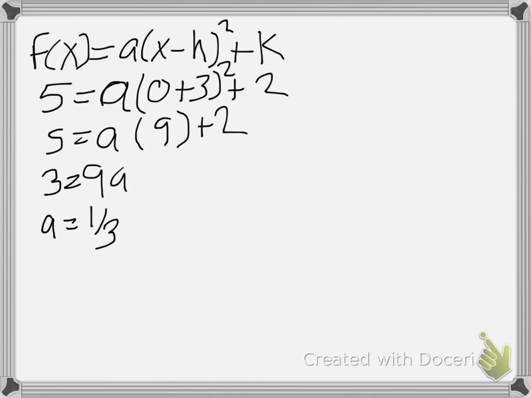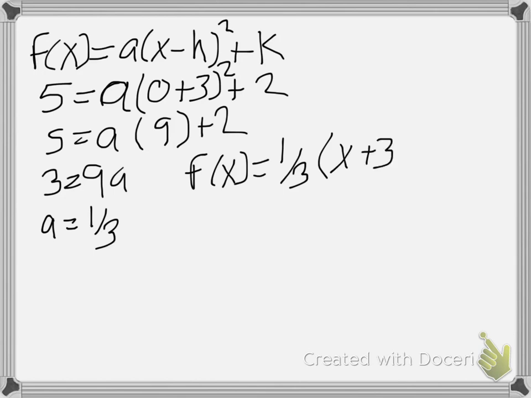So then my equation is just simply f of x equals 1/3 times x plus 3 squared plus 2. So in general, if you have a point and the vertex, hey look, point slope form again. You just need to solve for a. Once you solve for a, you take the point out and leave the vertex in. That's all there is to that.